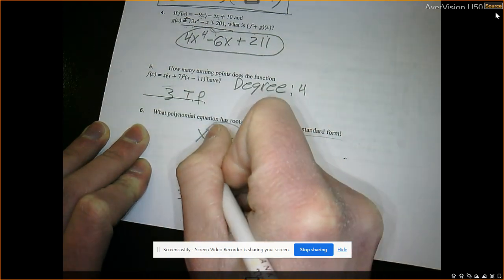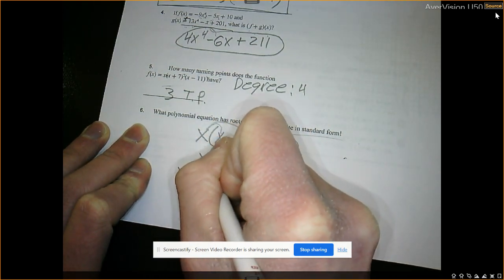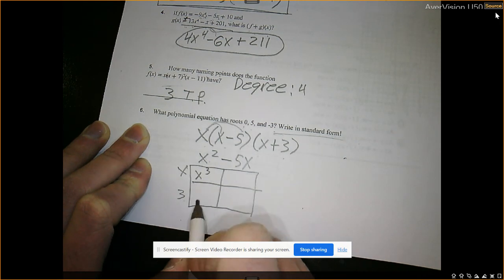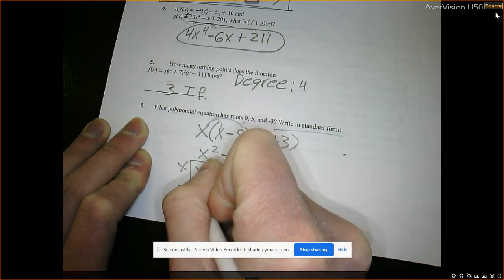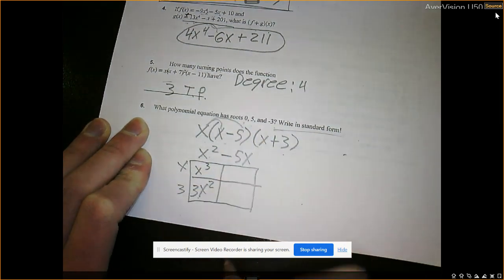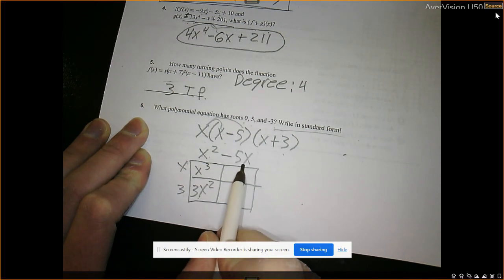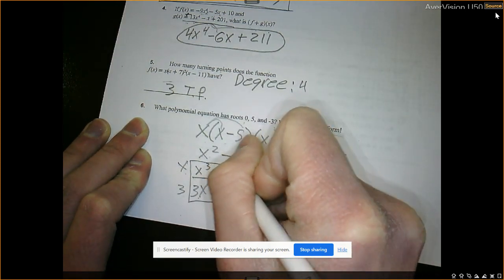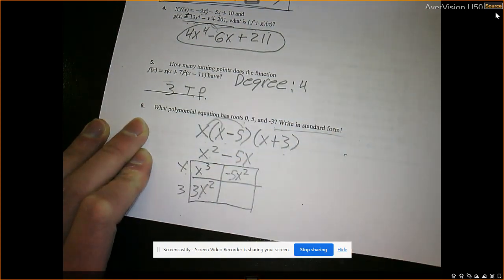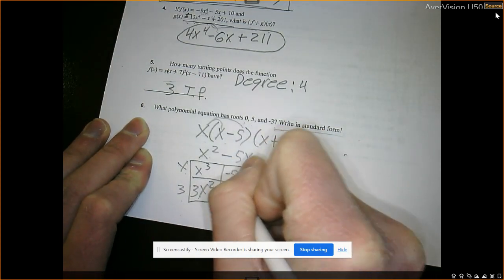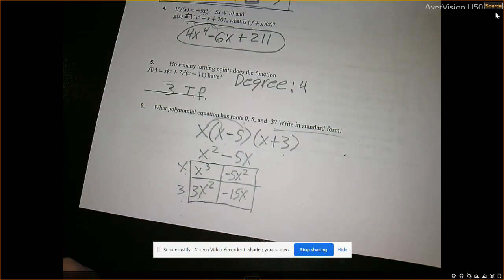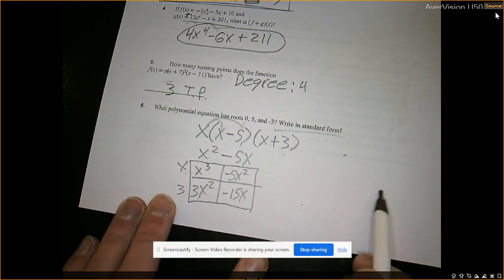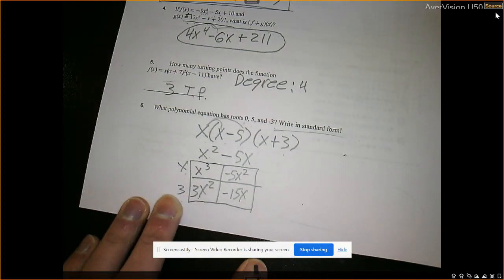X squared times x is x to the third. 3 times x squared is bottom left here. That's 3x squared. Okay, top right, we got negative 5x times x. It's negative 5x squared. And then bottom right, 3 times negative 5x is negative 15x. And now I just need to combine my like terms, and out over here I will have my final product.